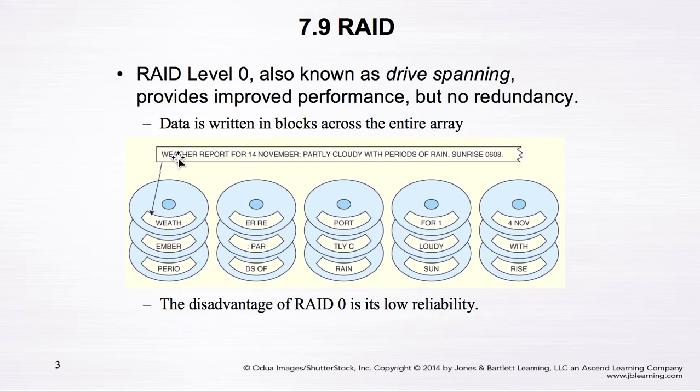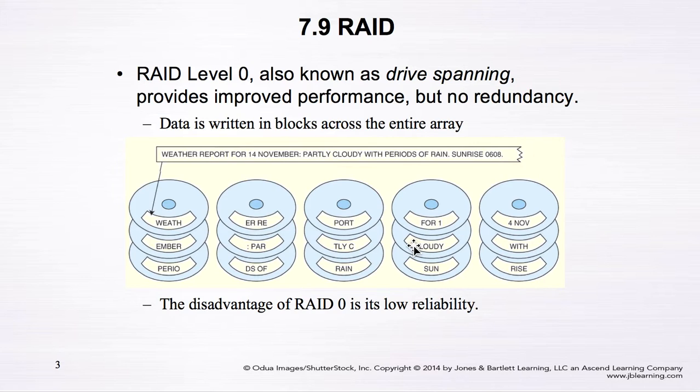So the data, for example a weather report for 14 November: partly cloudy with a period of rain and sunny, and so on. The information is going to be striped, or divided into several smaller blocks, and each block of data is written on a different disk surface. So we see the weather report divided into parts, and some part is written onto another disk surface right here, and so on.